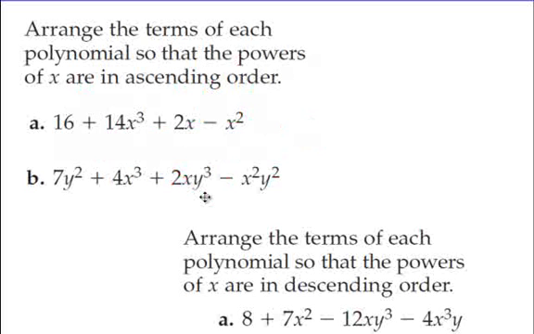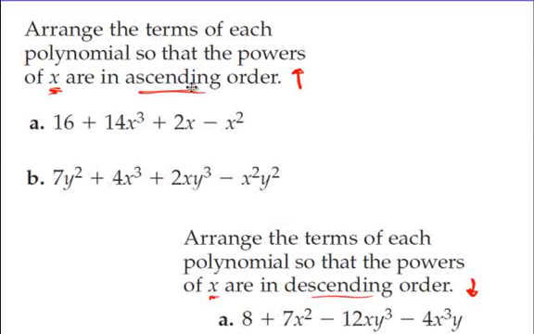Okay, so now that you know how to find the degree, the next thing we're going to ask you to do is to put them in ascending and descending order. Arrange the terms of each polynomial so that the powers of x, so I'm only focused on x, are in ascending order. So if you're going to ascend something, remember that's going up. Descending would be the opposite. That's what we're going to do down here. So descending is down. And again, they're only asking about x.